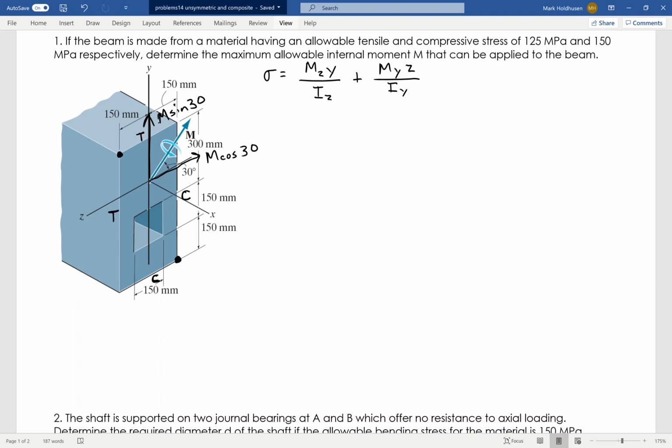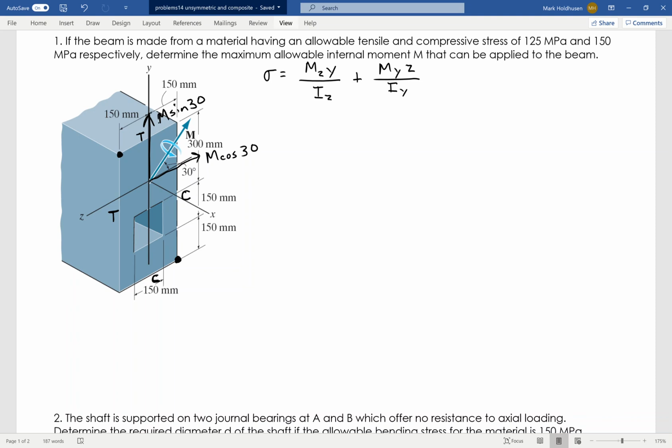And what I do is break it up into pieces and add them together, because I've got some stress caused by a moment around the z-axis and some about the y-axis. I'm trying to find what that M would be. I know the angle, so I know the moment components, the sine and cosine of 30. Y and z will either be, let's see, what would that be? Oh, I guess I have to find the neutral axis. That's probably the first thing I need to find.